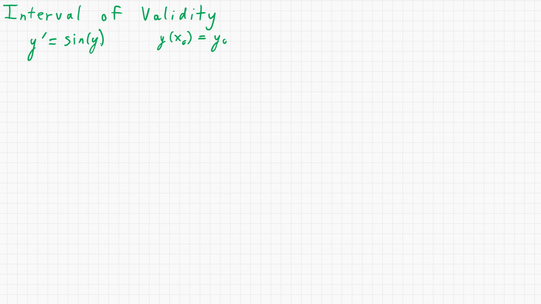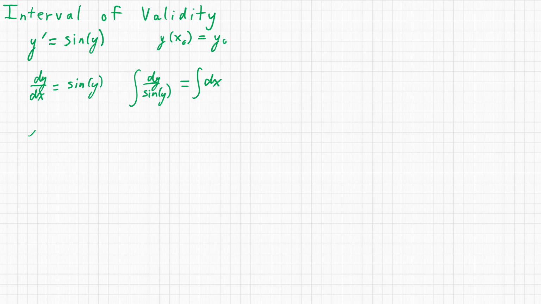So y prime is equal to sine of y. The only thing we can do to figure out the interval of validity is to solve this equation. I'm going to go through the steps pretty quick. This turns out to be a separable equation. So this is dy over dx equals sine of y. All right, so you can write that as dy over sine y equals dx. You can integrate both sides.